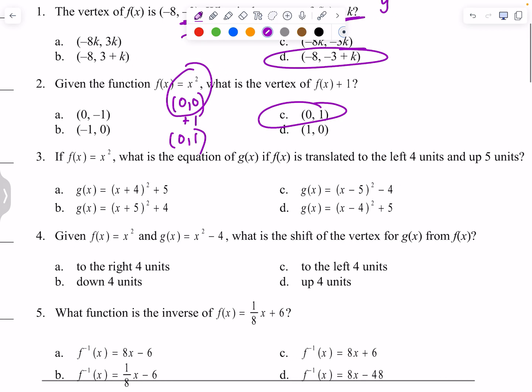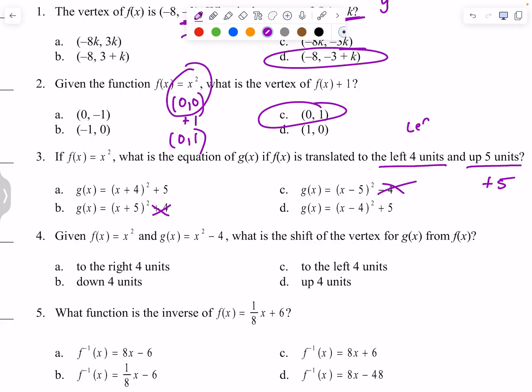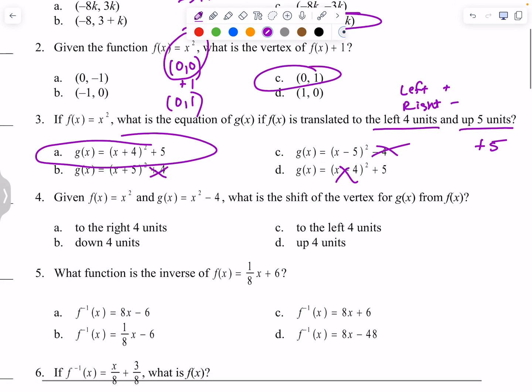All right. 4 to the left, up 5. Up 5 is outside, so not this guy, not that guy. Now left 4: inside is opposite. So left is actually positive and right is actually negative. Left 4 is +4 inside, so not -4.